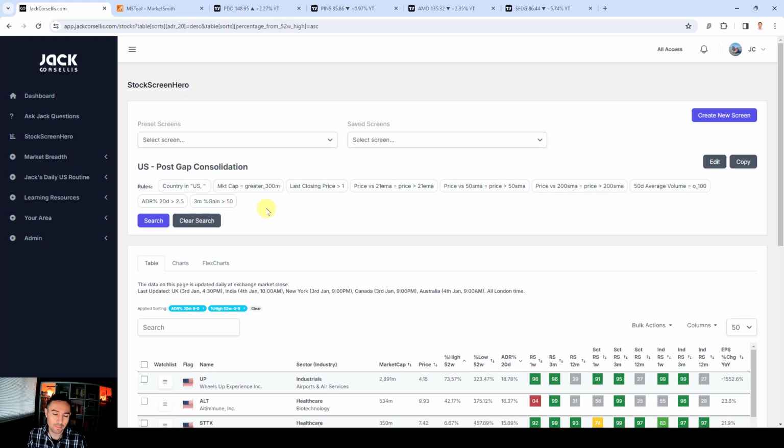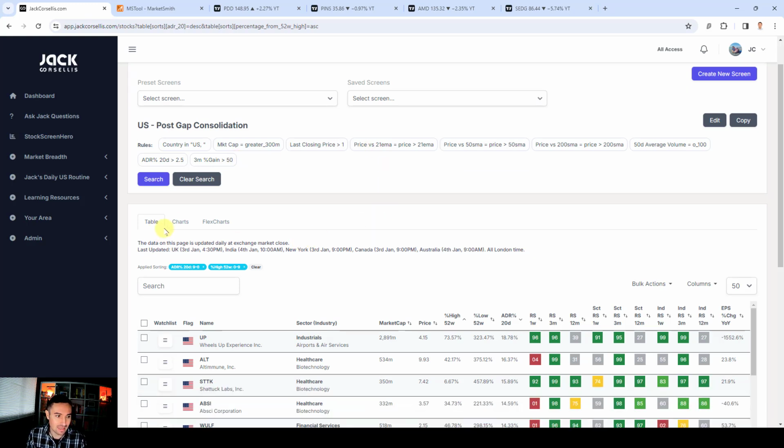Why do I want to do that? Because what I'm looking for is a stock basically in an angle of ascent like this. I want a nice powerful uptrend. So putting the 3-month percentage gain at 50% is more so going to capture those stocks that are moving like this in powerful uptrends. Now, not all of these are going to gap. You're going to have to use your pattern recognition for that.